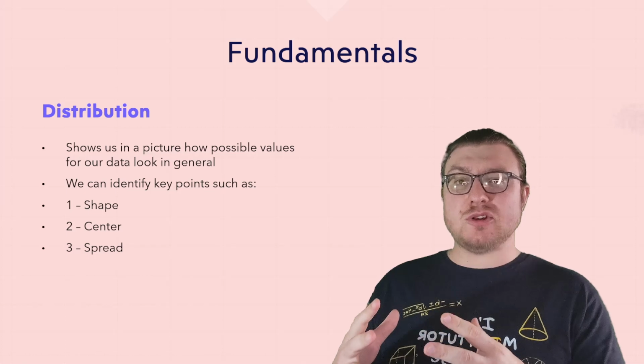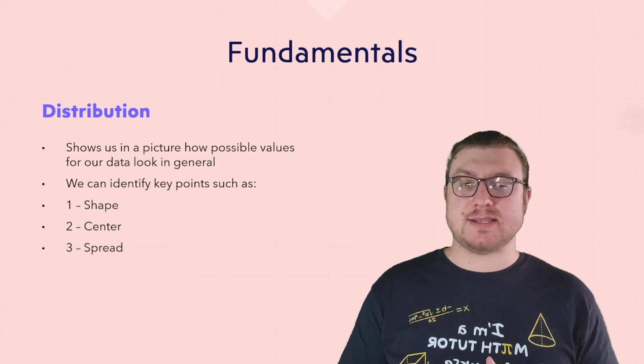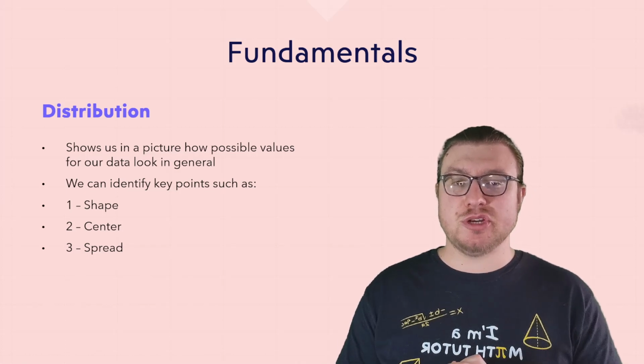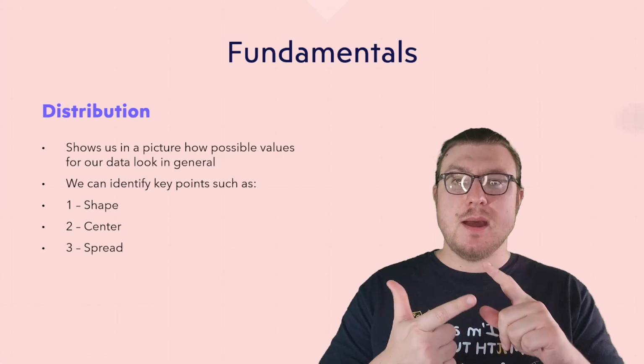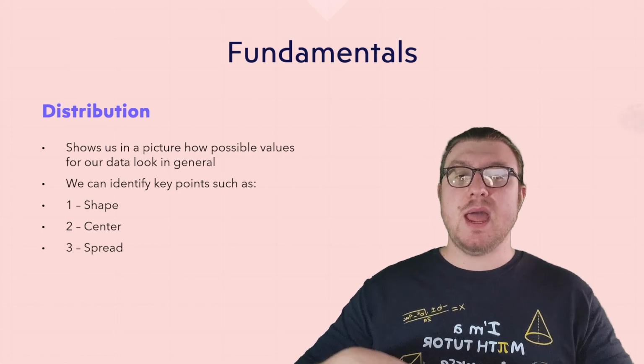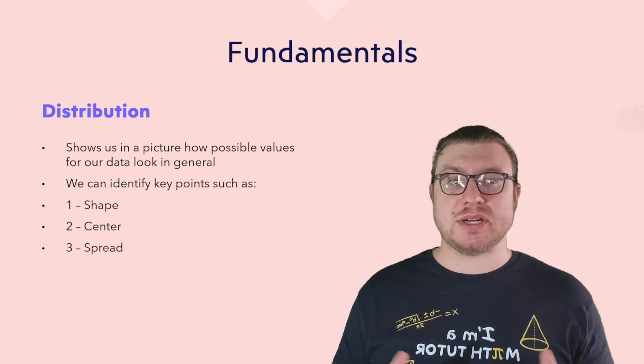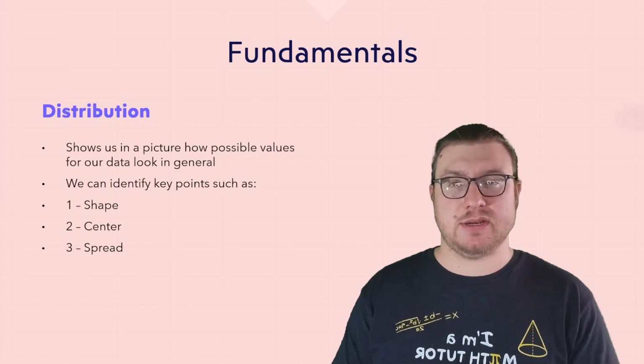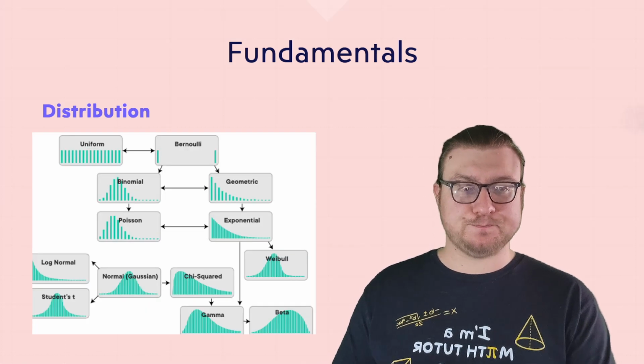But we need to identify a few key points whenever we look at a distribution. We look at the shape of the distribution, the center, so mean, median, potentially mode, and we also want to talk about the spread. How far apart is our data? How much is it varied over the whole range?